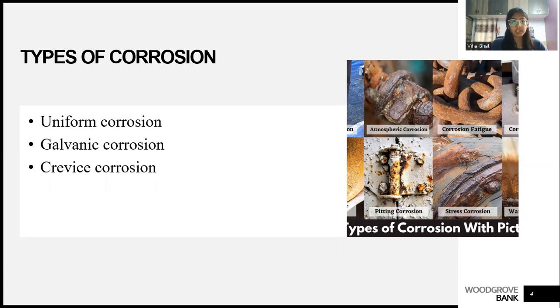The second type is galvanic corrosion. Galvanic corrosion occurs when two different types of metals are in contact with each other. Here, one metal corrodes faster than the other one. Next is crevice corrosion. This happens in tight spaces where stagnant water or chemicals are present, and this leads to localized corrosion.